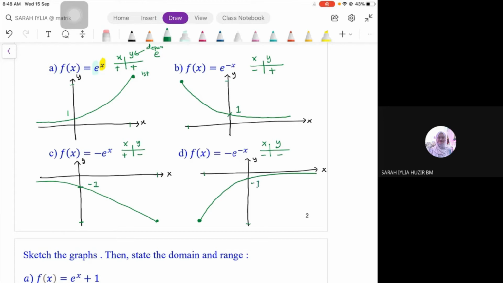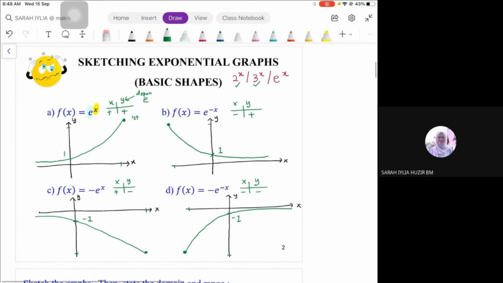So, dia punya intercept pun samalah. Negative e to the power of negative 0, kita akan dapat negative 1. Okay. That's basic shape untuk graph exponent. Ada 4 basic shape lah.